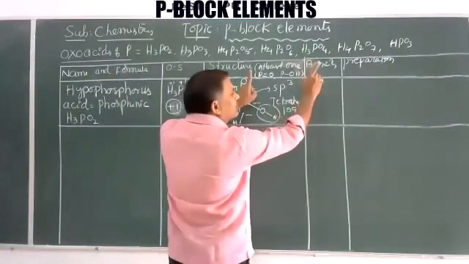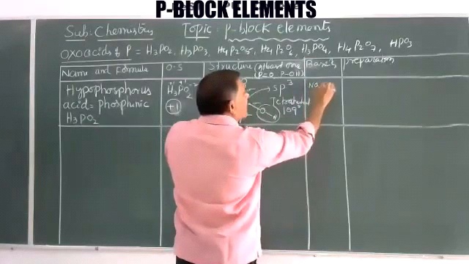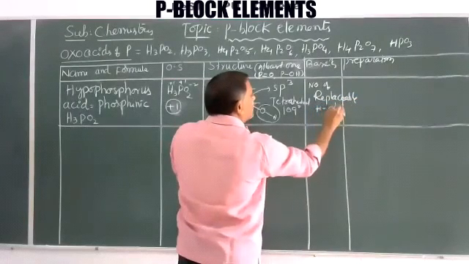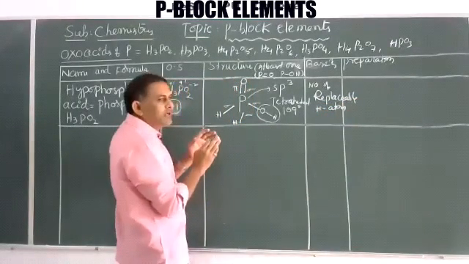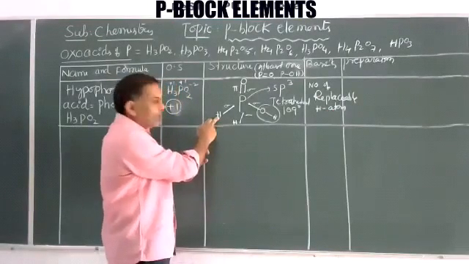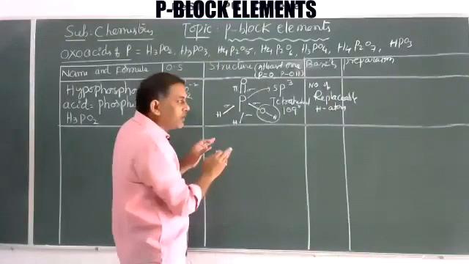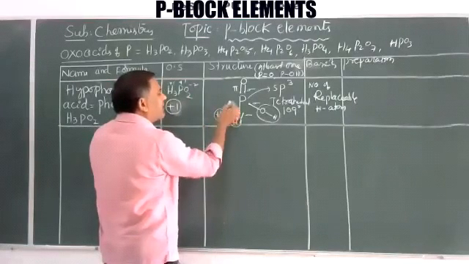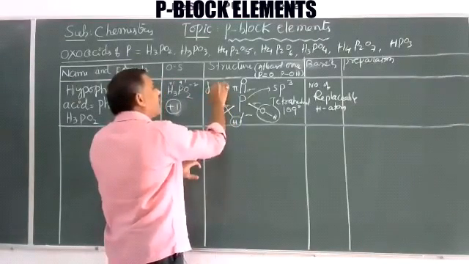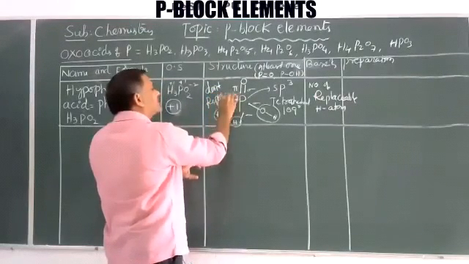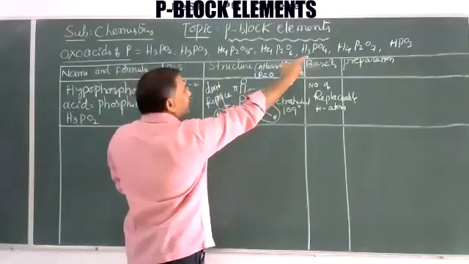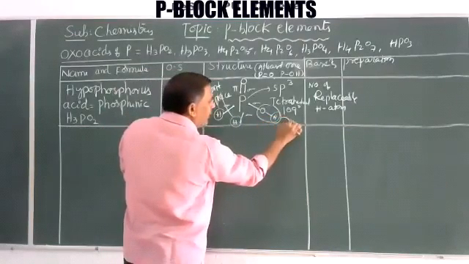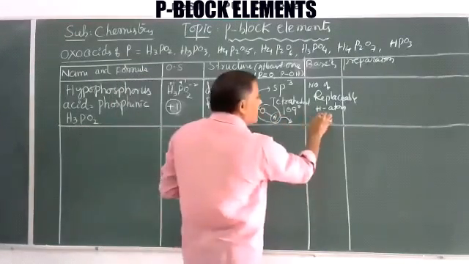So basicity is one of the most important points. Basicity means the number of replaceable hydrogen atoms. How many hydrogen atoms are there? Here total 3 hydrogen atoms are there: 1, 2, 3. Among these 3 hydrogen atoms, only 1 is replaceable, because the hydrogen atoms directly bonded with phosphorus do not replace. In any oxoacid of phosphorus, hydrogen atoms directly bonded with phosphorus do not replace. Only one hydrogen atom replaces. That's why the basicity is equal to 1.